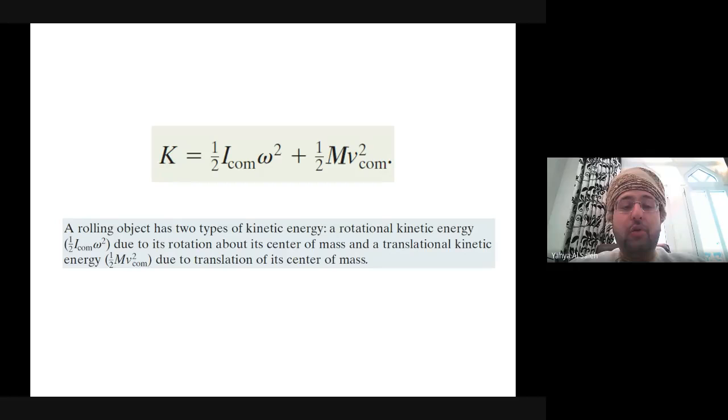So we can say that a rolling object has two types of kinetic energy, and this is actually common sense. It has a rotational kinetic energy because it's rotating, and it has a translational kinetic energy because it has a velocity and it's moving at some velocity. The formal way to say this is it has two kinetic energies, rotational due to its rotation about its center of mass, and translational due to translation of its center of mass. This is the formal way of writing it down in words.